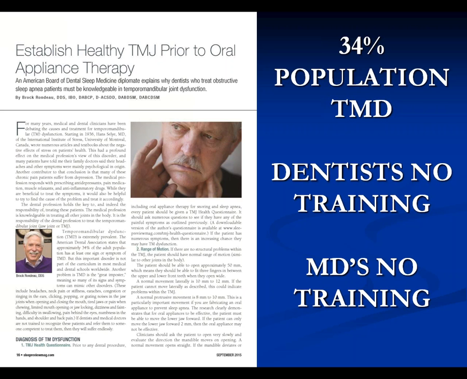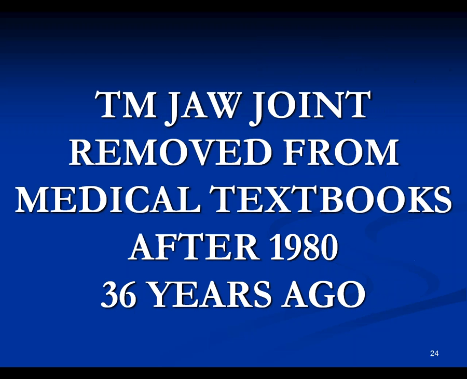And yet very few dental schools are teaching patients to be treated. Dentists are having no training and MDs are getting no training. So the poor patients, they have to go find some dentists and just a few of them that are treating these patients. But really, all general dentists should be treating patients in stage two of internal derangement using a repositioning splint as I showed you.